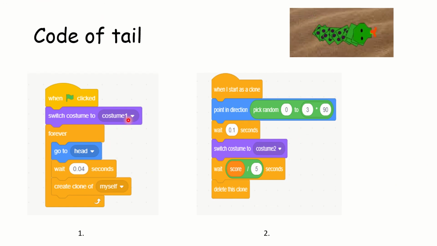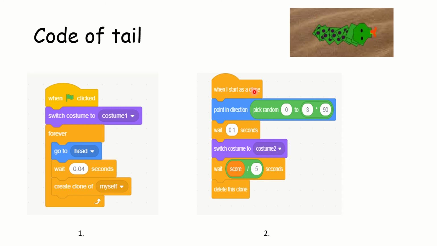Actually, we have got a costume already ready for it, and what we do is, whenever go to head happens, we need to wait for 0.04 seconds, and we will create a clone of itself. I got the first block of the tail added, I'll create a clone. So it's much easier, right?